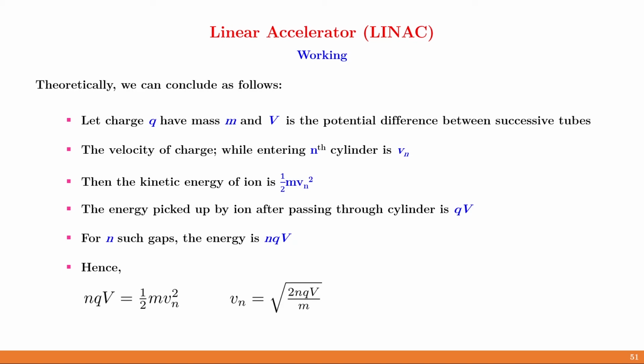From this, we can find the velocity of the ions inside the tube to be Vn equal to square root of 2nQV over m. Of course, this equation will fail for relativistic velocities, that is, when the velocity of the ion becomes comparable to the velocity of light.